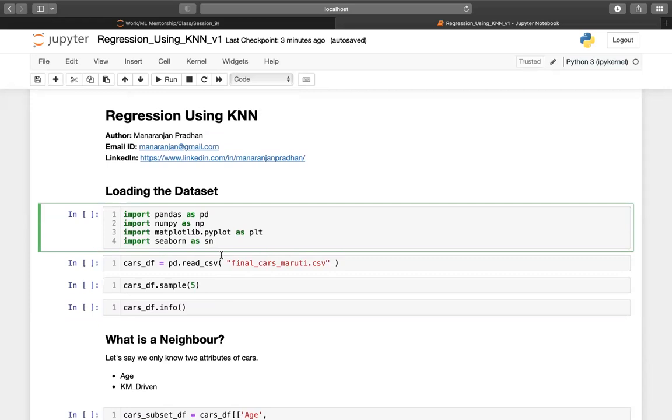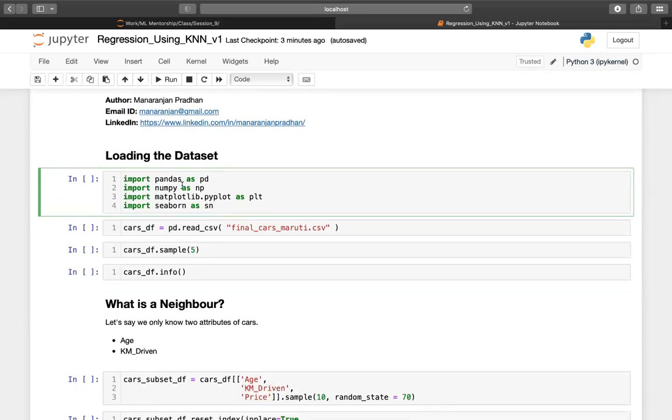At the end of the notebook, I have given a few participant exercises. After the session, you can work on those exercises and upload them to your respective GitHub folders.